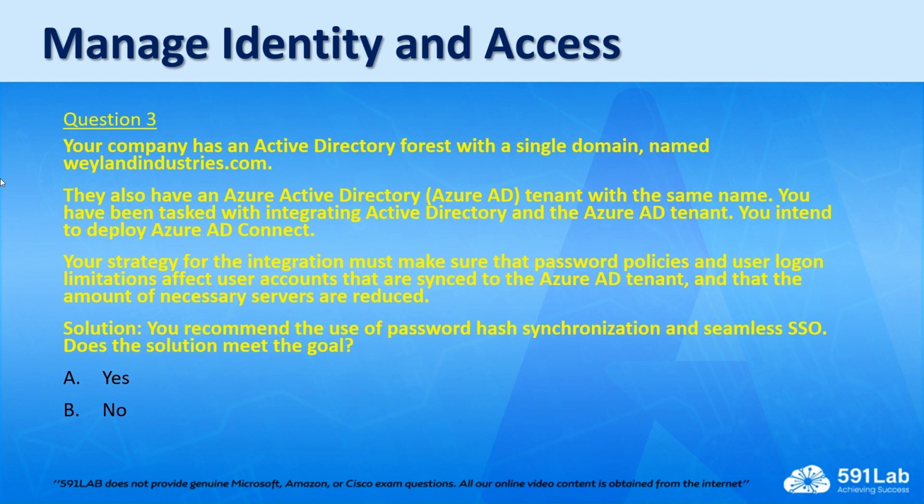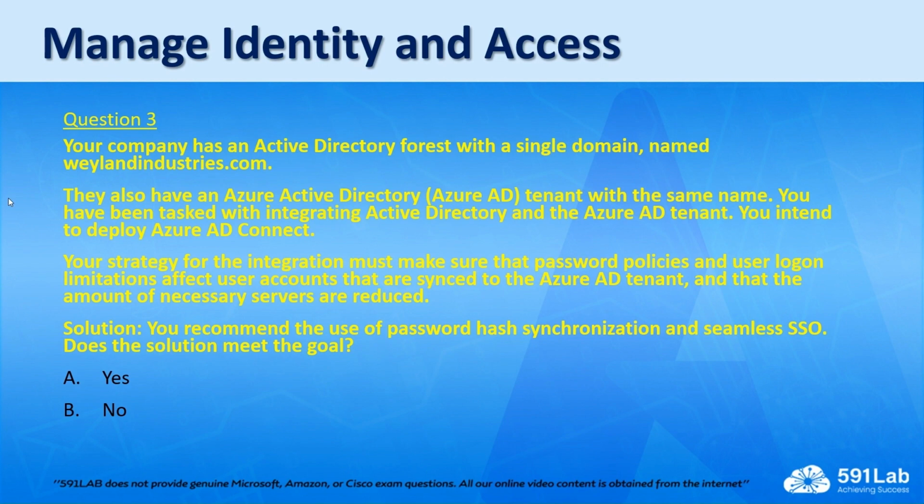Your company has an Active Directory forest with a single domain named waylandindustries.com. They also have an Azure Active Directory, Azure AD, tenant with the same name. You have been tasked with integrating Active Directory and the Azure AD tenant. You intend to deploy Azure AD Connect, as we've seen. Your strategy for the integration must make sure that the password policies and user logon limitations affect user accounts that are synced to the Azure AD tenant, and that the amount of necessary servers are reduced. The solution that has been suggested is that you recommend the use of password hash synchronization and seamless single sign-on. So, what do you think is the answer before I provide the answer?